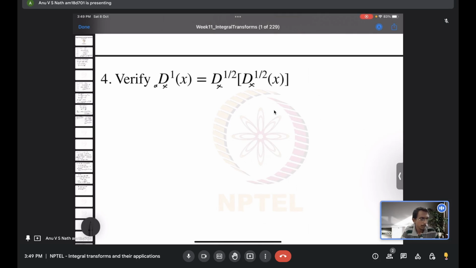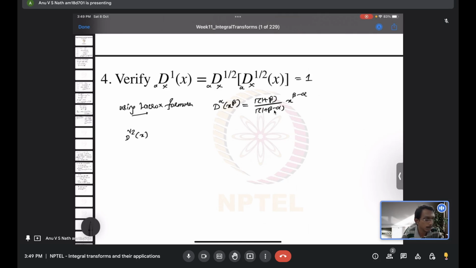Okay, so for a particular a value. First let us try the trivial one, which is using Lagrange's formula. We know d alpha of x raised to beta is just gamma of 1 plus beta divided by gamma of 1 plus beta minus alpha, times x raised to beta minus alpha. So for d raised to half of x, we know the final result should be equal to 1, right? Because d1, the first derivative, is basically 1 for x.